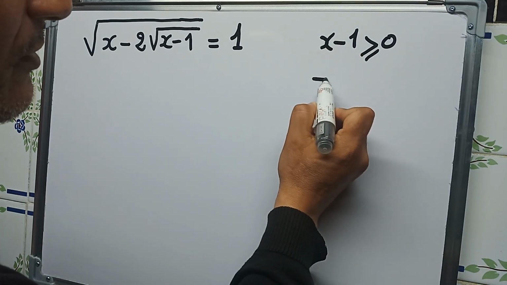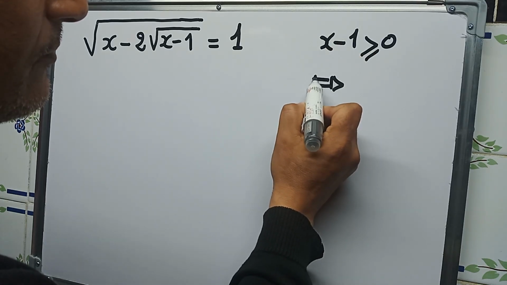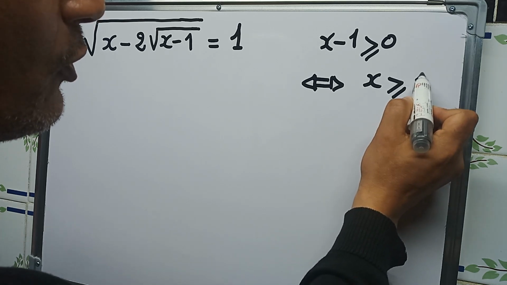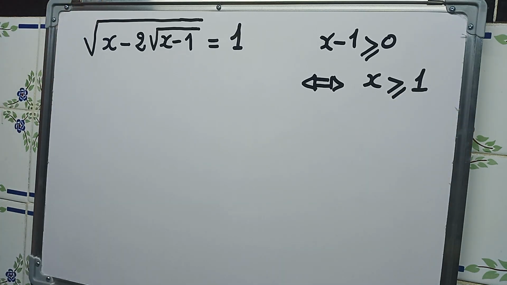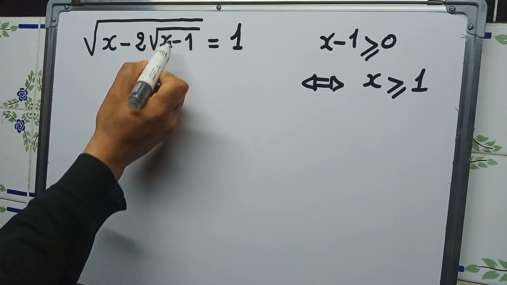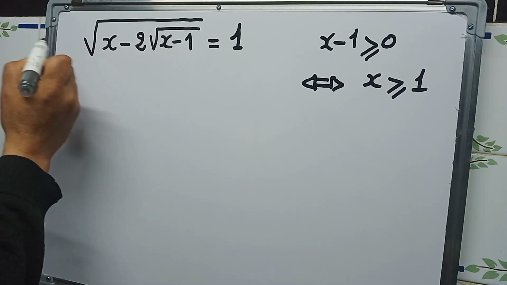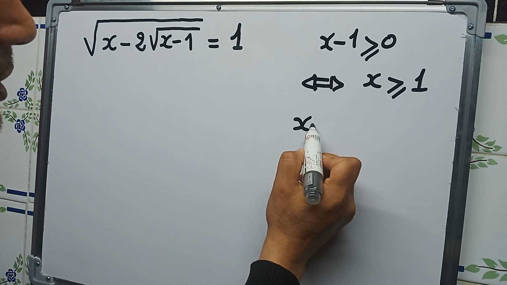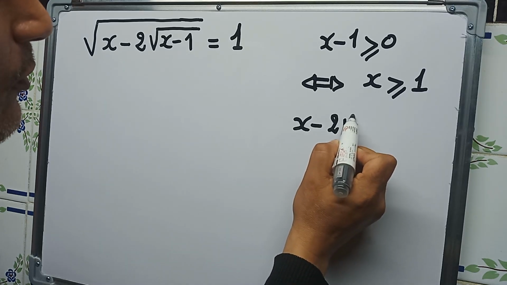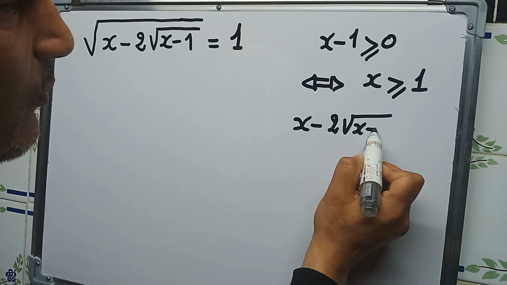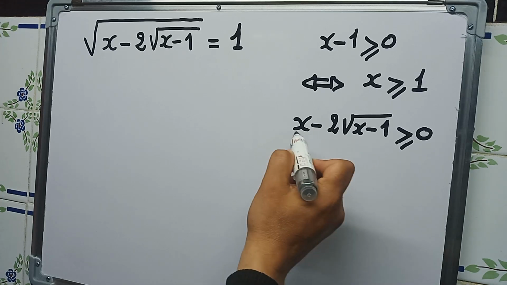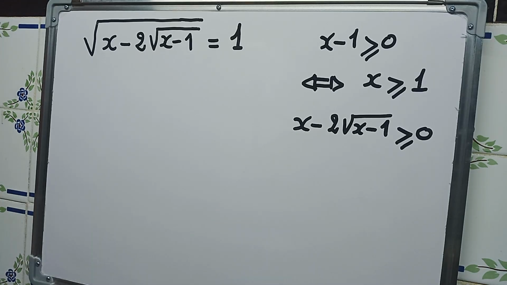Of course, this means that x must be greater or equal to 1. And the second thing is we have also this expression here under the square root. So we must also have x minus 2 square root of x minus 1 must be non-negative number. But this one, in a moment, we will see that we don't need to worry about.